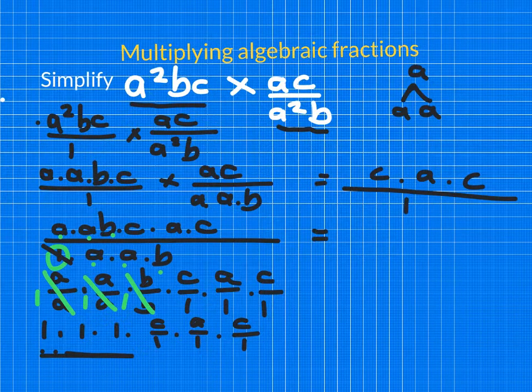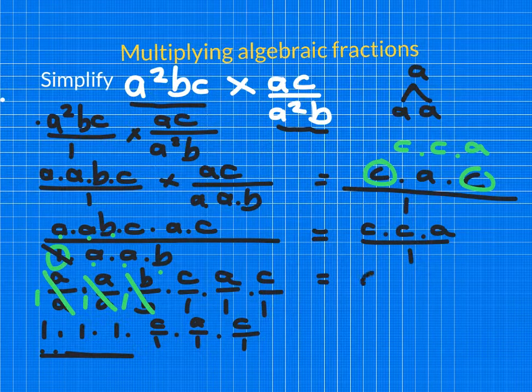We can see as well here that we can bring those two C's together, because C times C could be put together, C times C times A, and therefore we will end up with our answer, which is going to be C squared A over 1. In fact, we normally put the letters first in alphabetical order, so A times C squared.